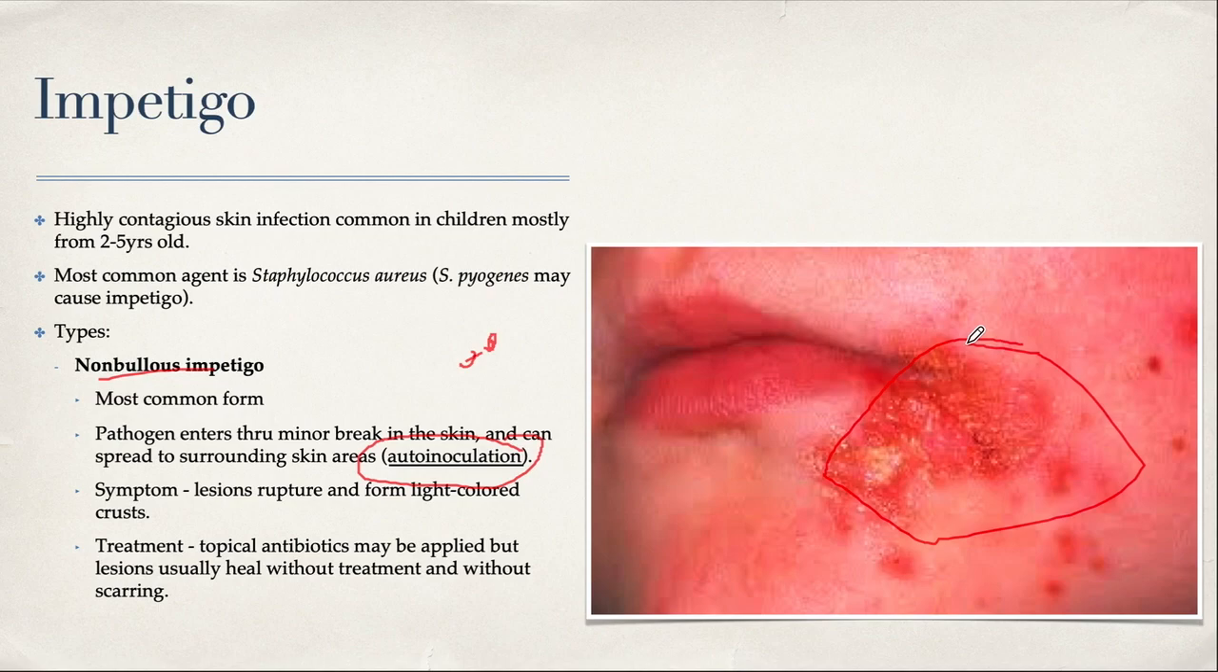Lesions will rupture and form light-colored crusts. It is these crusts that, when they spread, the fluid in them will contain Staph aureus, the causative organism, and then will end up causing more infections on other parts of the skin. We can use topical antibiotics to treat these, but typically these are self-resolving. So without even treatment, they would resolve by themselves without any scarring.